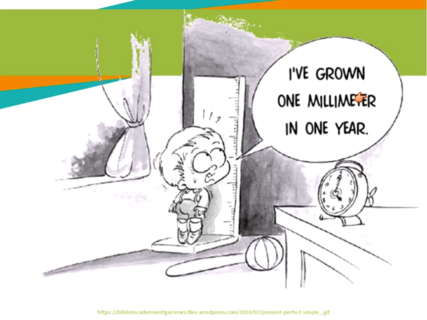I've grown 1 millimeter in 1 year. So, he's mentioning two things. 1 year is a period of time, but it's not a period of time where he specifies when it began, when it finished. I've grown. So it's a process that happened during a period of time when the time is not specific.